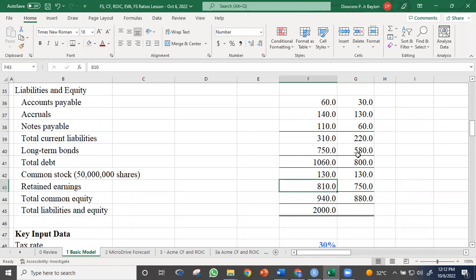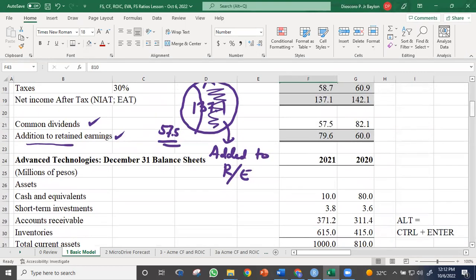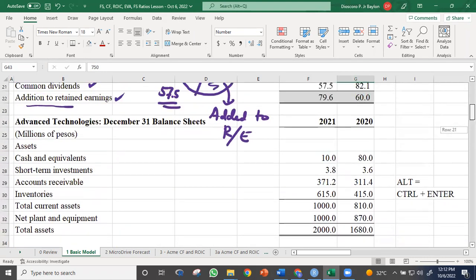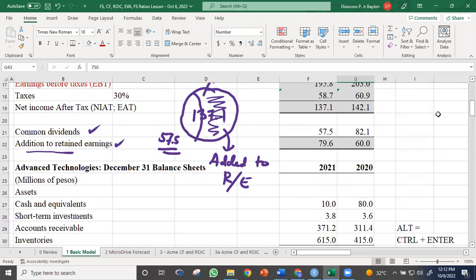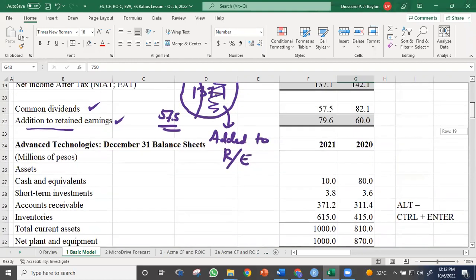Let me revert back to the original. I'm going to check this. In the meantime, class, let's just revert to the original. Which means something's wrong with this one. I will have to check what happened here. Because how do you compute the retained earnings? It should be 750 plus this one, addition to retained earnings, to give us this one. So therefore, this should only be 60. Okay.